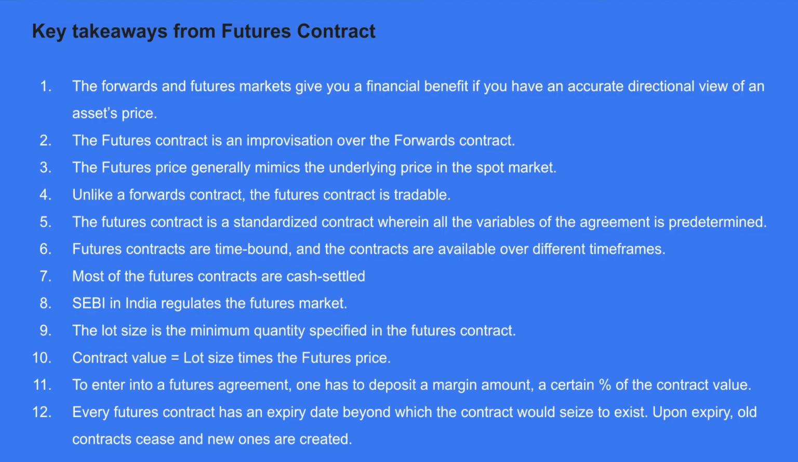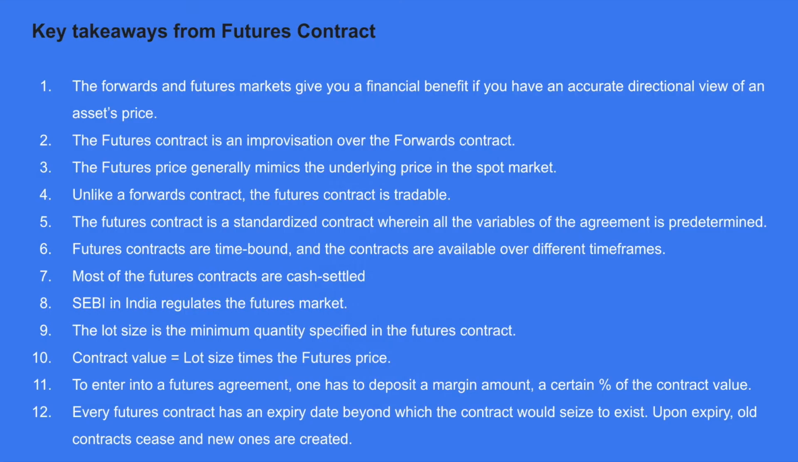So the key takeaways from this discussion of futures contract is that the forwards and the futures markets give you financial benefit if you have an accurate directional view of the asset price. So the futures contract is also the improvisation of the forwards contract. And futures price generally mimics the underlying price in the spot market. And unlike the forwards contract, the futures contract is tradable. Also, the futures contract is a standardized contract wherein all the variables of the agreement are predetermined. And futures contracts are time bound and the contracts are available over different time frames.